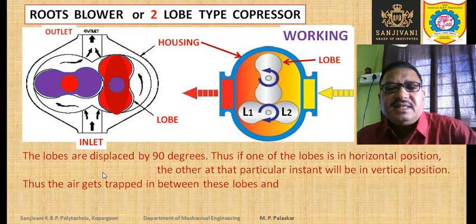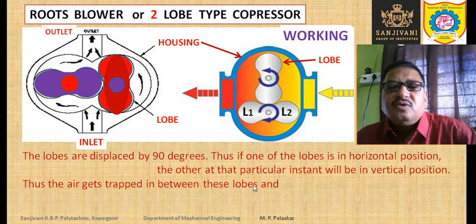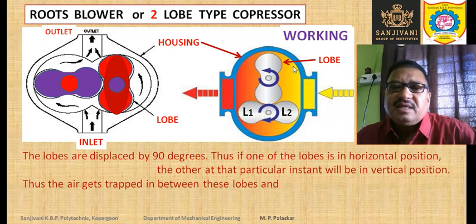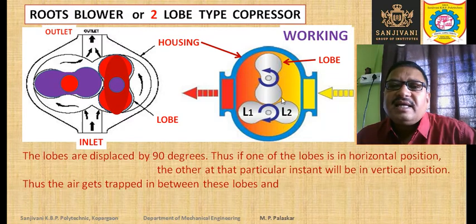Now what is happening is that the air gets trapped between the two lobes and the casing. Here you can say this is a space. In this space the air gets trapped, right? So this is the space between the two lobes and the casing, right?